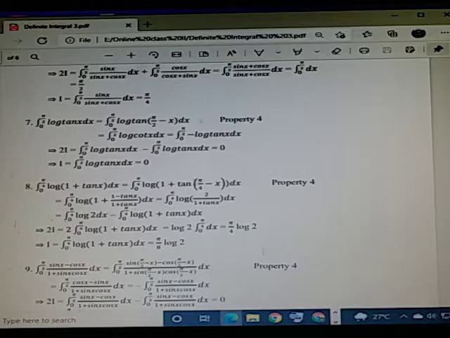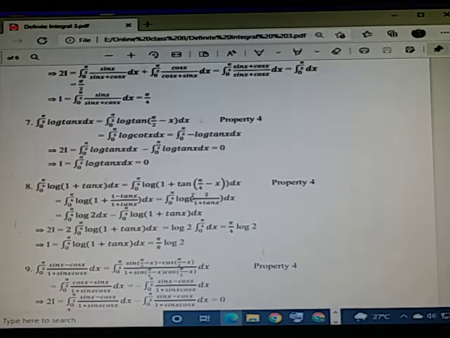After simplification it is tan of pi by 4 minus x. This is tan pi by 4 minus tan x, divided by 1 plus tan pi by 4 into tan x. So it is 1 minus tan x by 1 plus tan x. Simplifying again, we have 1 plus tan x plus 1 minus tan x, so it is 2 divided by 1 plus tan x.